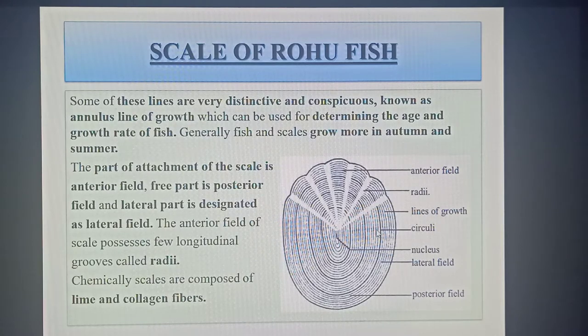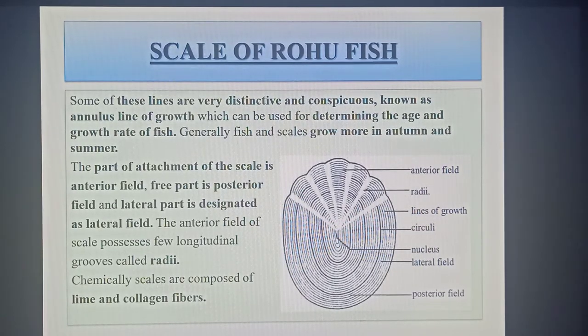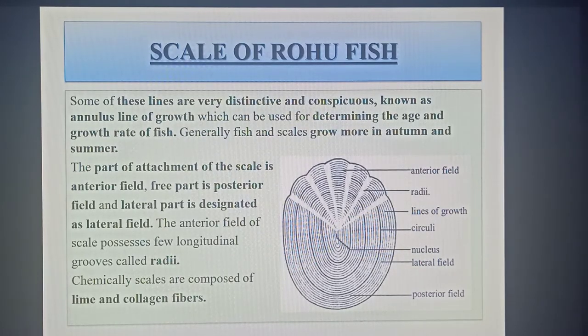Some of the lines, that means the circuli present around the focus, are very distinctive and conspicuous. For example, this one, and this one. These distinctive circuli are called annulus or line of growth, and this annulus can be used for determining the age and growth rate of the fish. Generally, a fish and its scales grow more in autumn and summer.